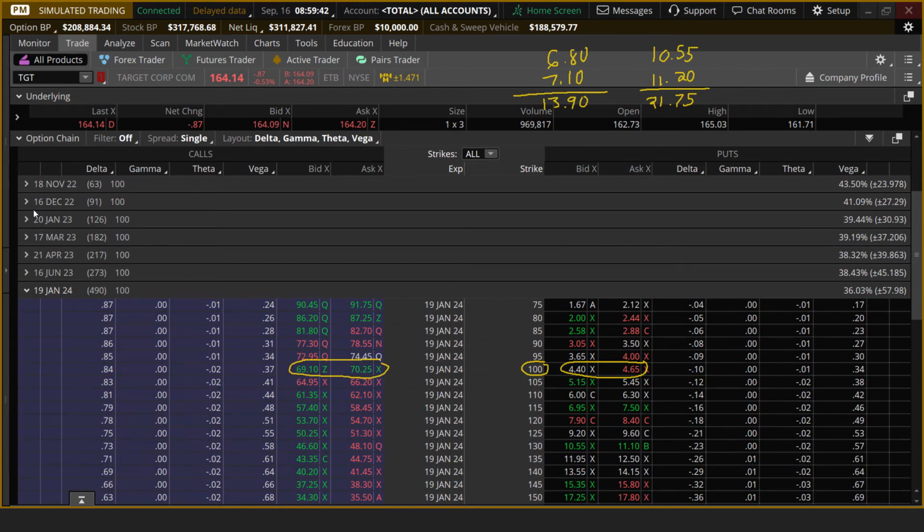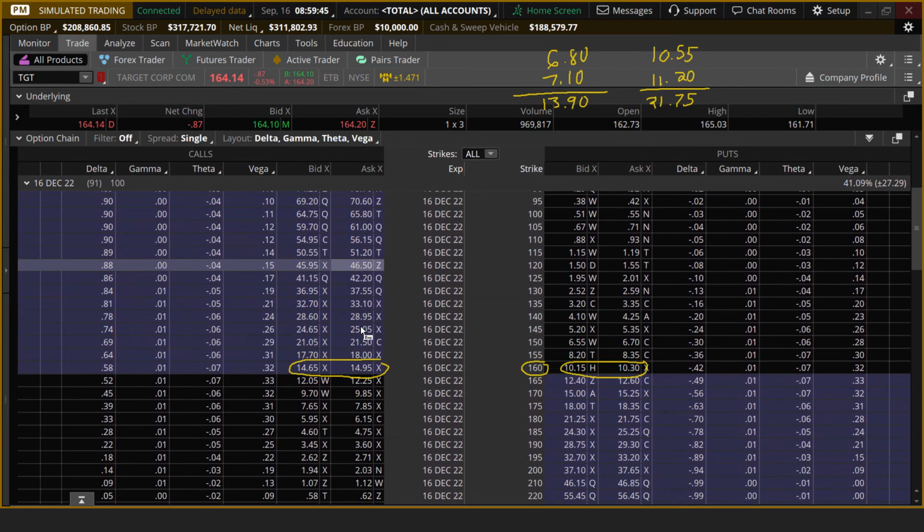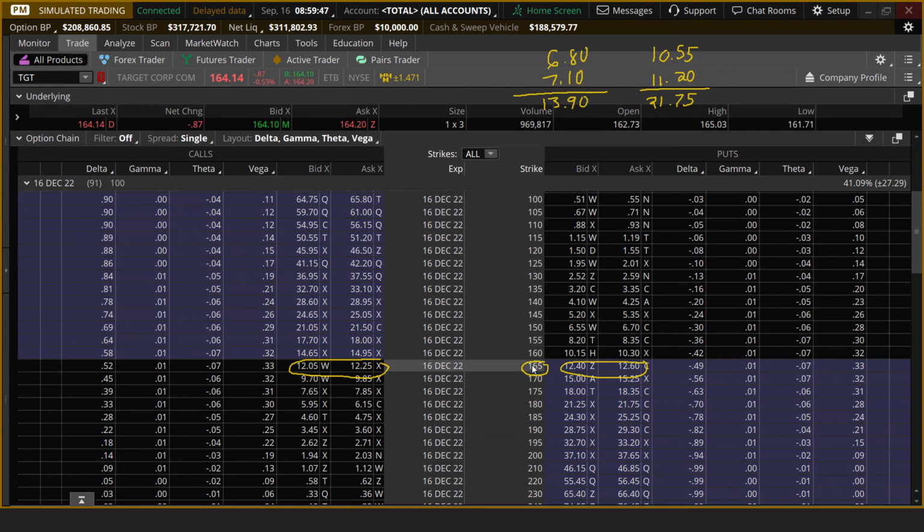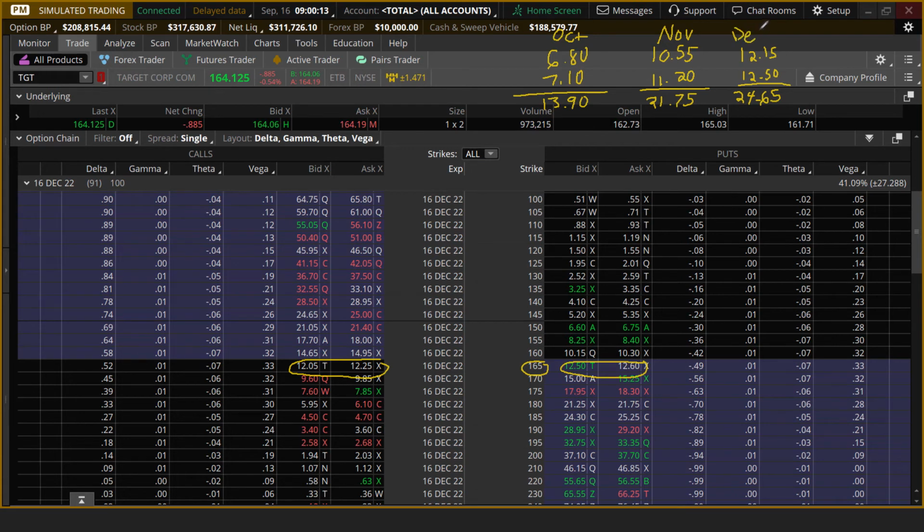Let's add one more. Let's go to December. Again, I need to go find the at the monies. And the December at the money straddle value is 12.15 on the call, 12.50 on the put. Add those two numbers together, and we now have the at the money straddle value through December. So now I have October, I have November, and I have December.